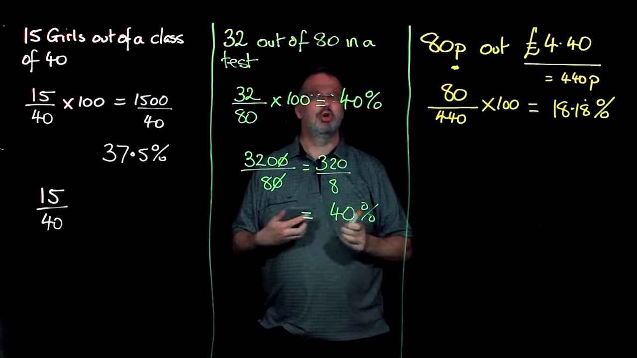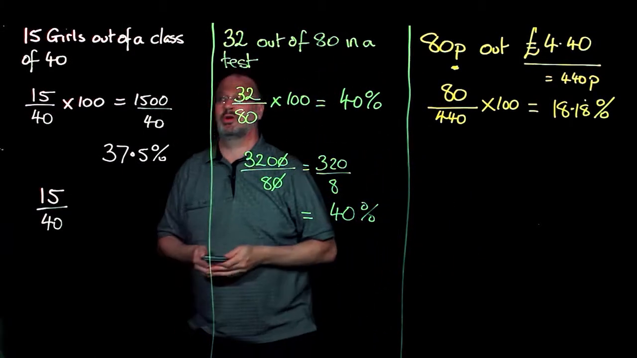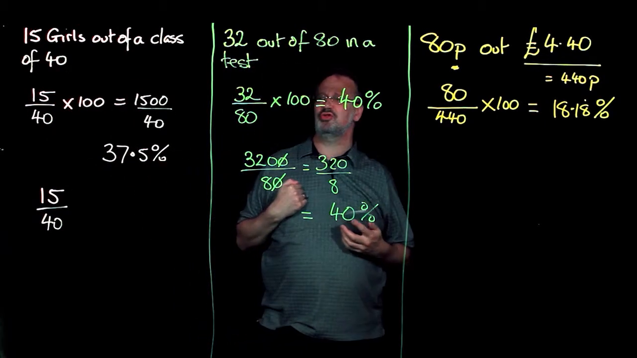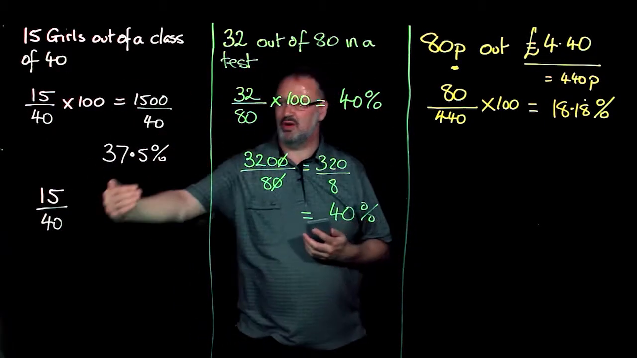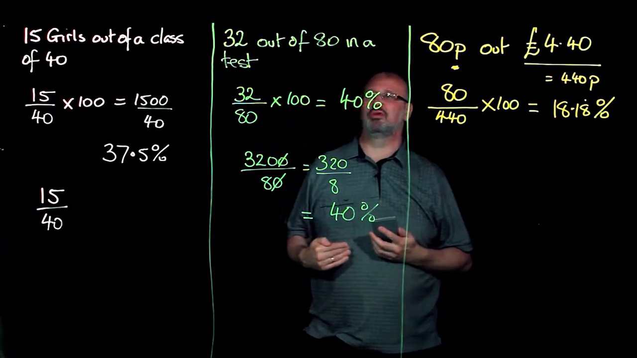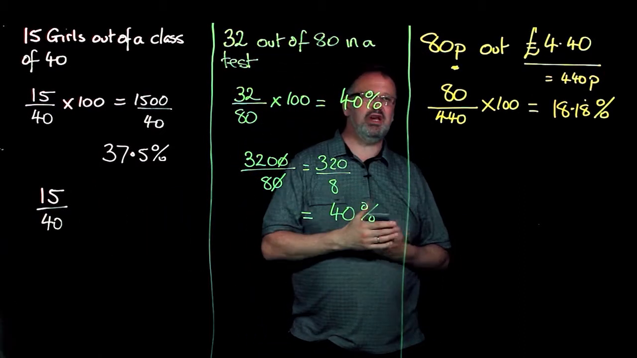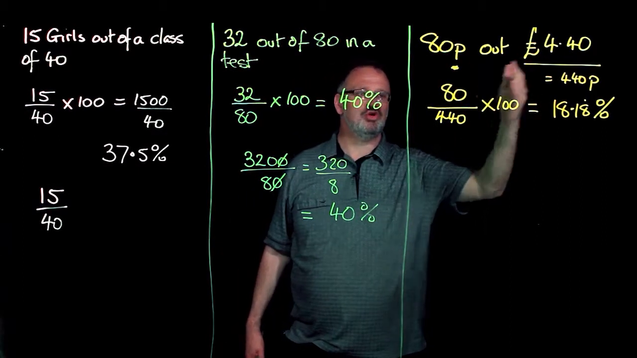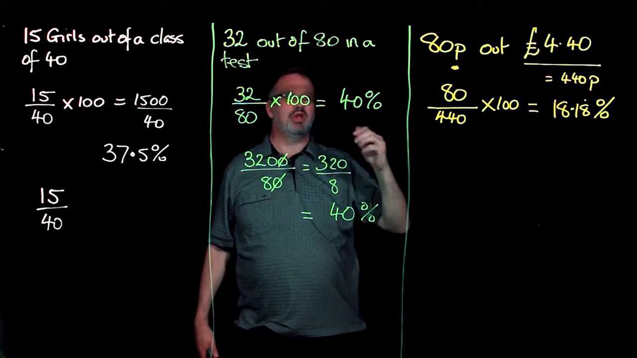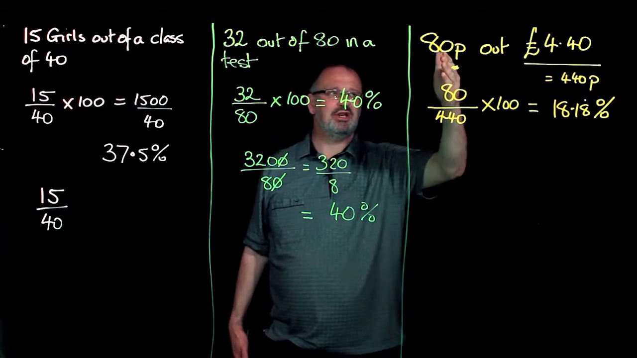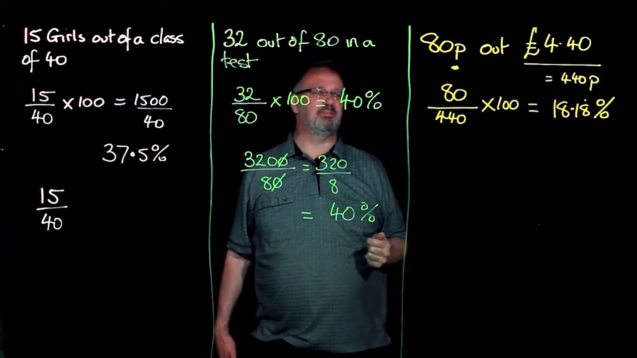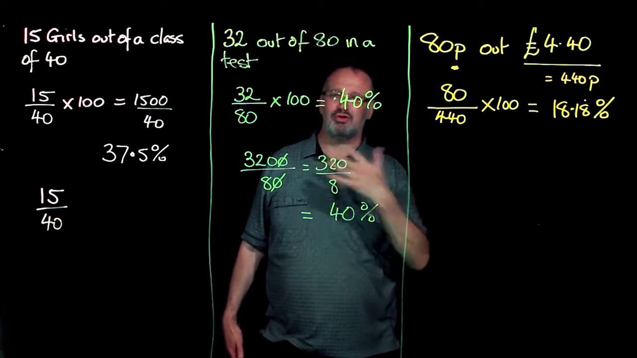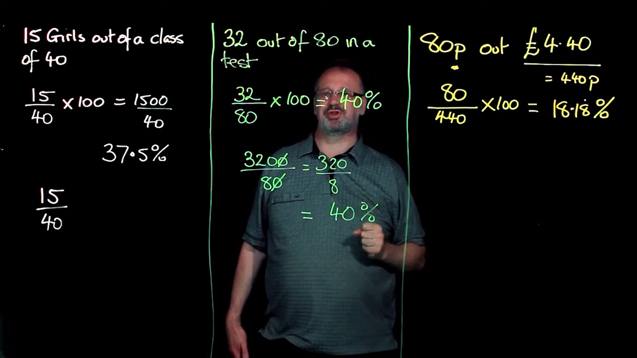So in summary, we find our fraction, we multiply by 100 to turn it into a percentage, and we then use our calculator to do the arithmetic, being very careful that when we have a mixture of units, we make sure the fractions that we have are in a similar amount. So the 80 pence is out of an amount of pence. We don't need to put 80 divided by 4.4 because they are of dissimilar quantities.